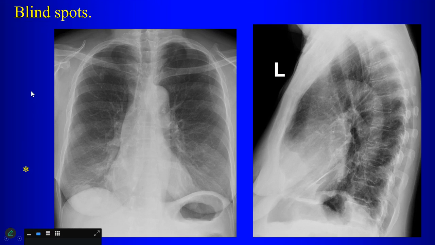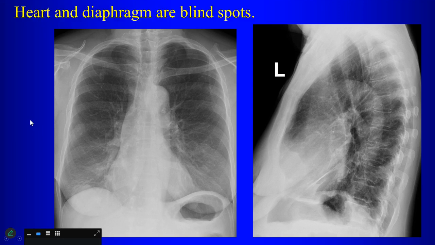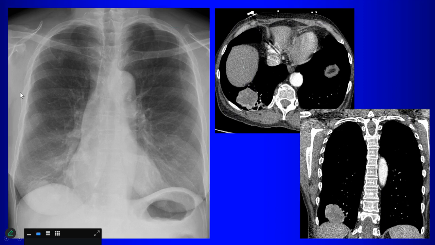Blind spots. There are certain blind spots on the chest X-ray. Anybody see anything here? Yeah, near the right hemidiaphragm. That's a blind spot, easily missed. Heart and the diaphragm: looking behind the heart, looking over the diaphragms. Those are blind spots on the chest X-ray. Big tumor, right there. How can you miss a 4-centimeter tumor on a chest X-ray? It's over the diaphragm.